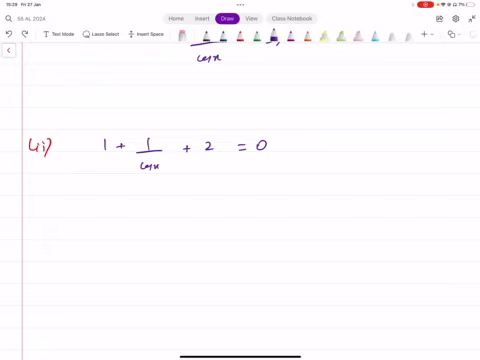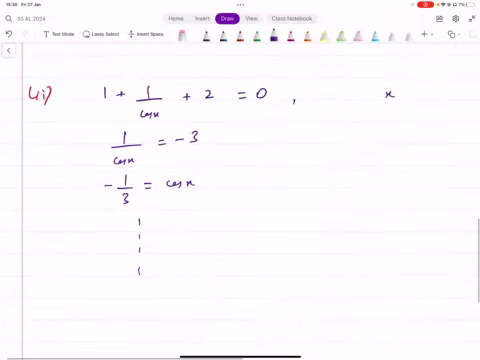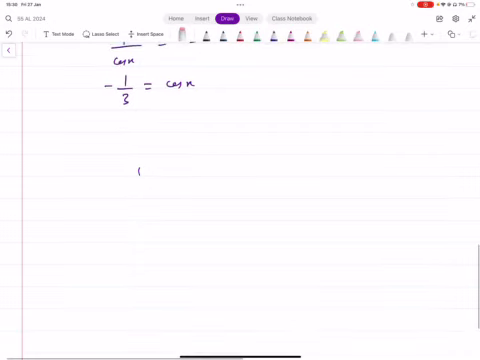Now we can take 1 and 2 to the other side. That becomes 1 over cos x equals -3. Cos x को उधर ले जाएं, 3 को यहाँ पर ले आएं. That's going to become cos x equals -1 over 3. And then you can solve this further. The interval that you have for x is between 0 and 360. You'll find the basic angle.